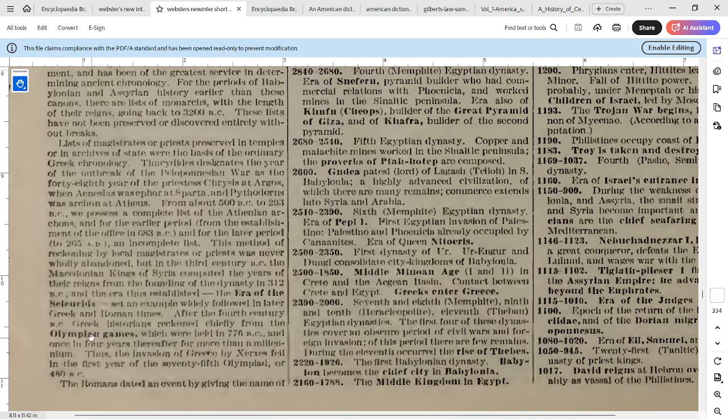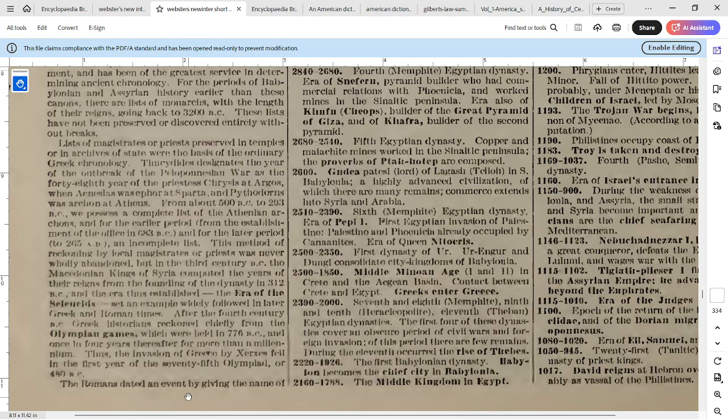After the 4th century BC, Greek historians reckon chiefly from the Olympian Games, which were held in 776 BC and once in 4 years thereafter for more than a millennium. Thus, the invasion of Greece by Xerxes fell in the first year of the 75th Olympiad or 480 BC.